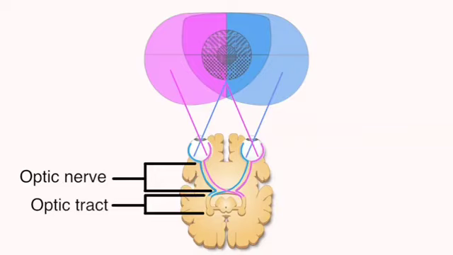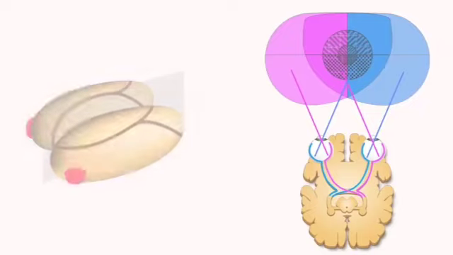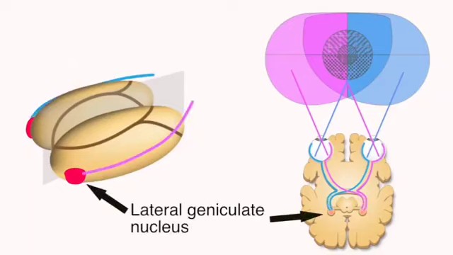At this point, the optic tract is formed, with each tract composed of the ipsilateral temporal retinal fibers and the contralateral nasal retinal fibers. The majority of the optic tract loops around the cerebral peduncle to enter the lateral geniculate nucleus of the thalamus.